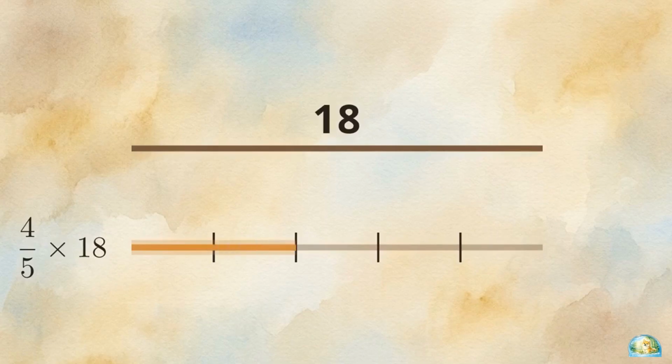Now, we apply a fractional scale factor. 4/5 is between 0 and 1. It captures 4 of 5 equal parts of that original length. Look at where the new length ends compared to the original.